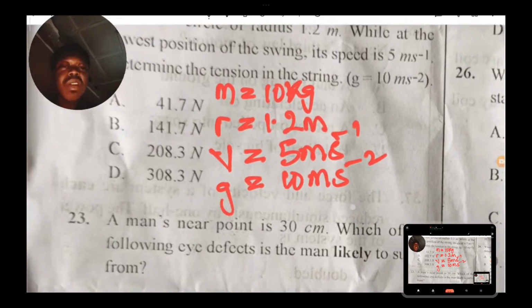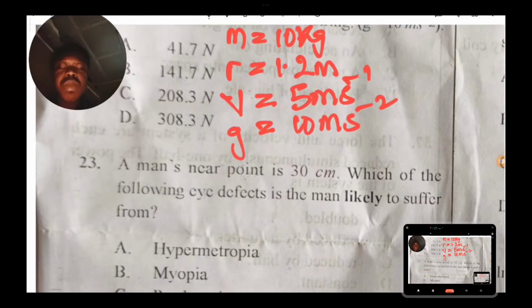Based on this, let's extract our given data. We have a bucket of mass, m equals 10 kg. It's swung in a vertical direction, and we have r to be 1.2 meters. You can see the SI units are in standard unit. At the lowest position of the swing, its speed v is 5 meters per second. Determine the tension in the string, and we're given g to be 10 meters per second squared. So we need all these parameters to be able to solve this question perfectly.